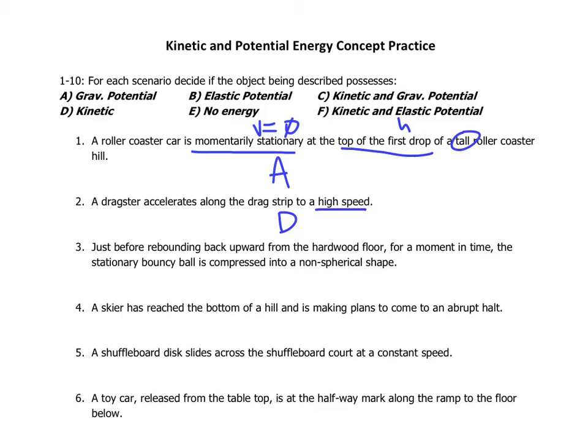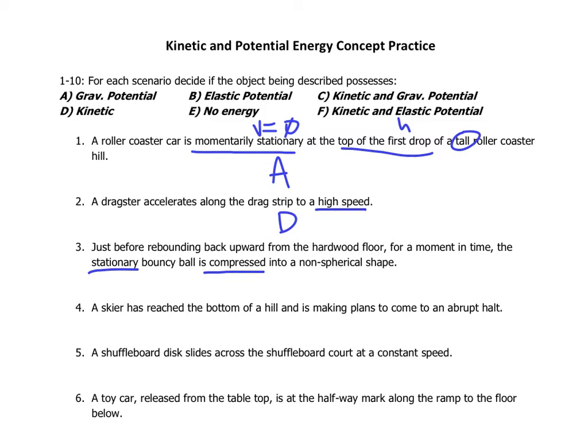I'll do one more with you guys. Here on this side, number 3 says just before rebounding back upward from the hardwood floor, for a moment in time, the stationary bouncy ball is compressed into a non-spherical shape. A couple things here. It says it's stationary, which means there's no velocity, so that tells me that it's not kinetic energy. It says the bouncy ball is compressed into a non-spherical shape. So we're taking a normally spherical ball and it's being compressed against the hardwood floor, causing it to form a non-spherical shape. Anything that is being compressed or stretched is elastic potential.